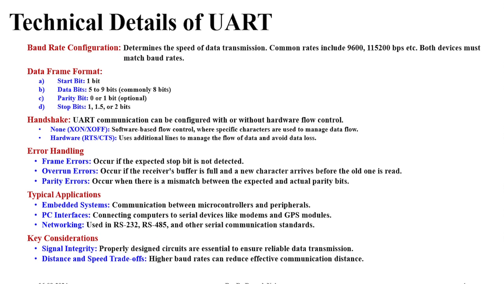So key considerations we have to keep in mind: the signal integrity and the distance to speed trade-off. When we talk about signal integrity, proper circuit design must be maintained, and there is a trade-off between the distance and the speed of communication. For longer distance, always use lower baud rate. For shorter distances, we can use higher baud rates. For longer distances, we cannot have very high baud rate because that will end up with error in the communication.